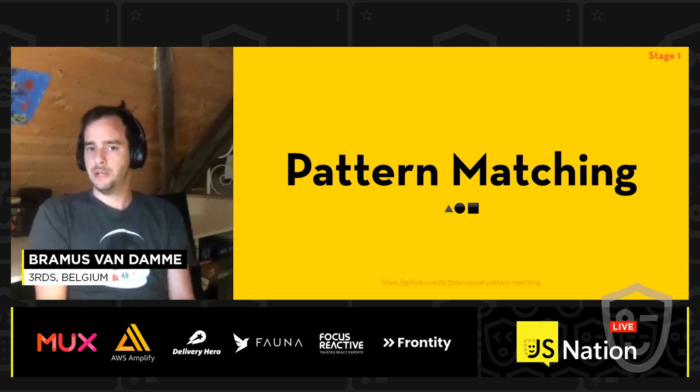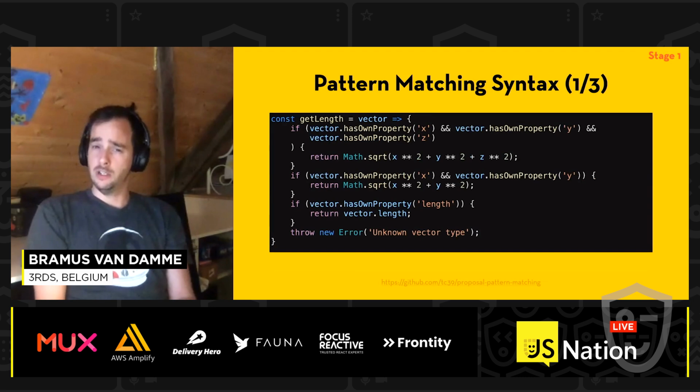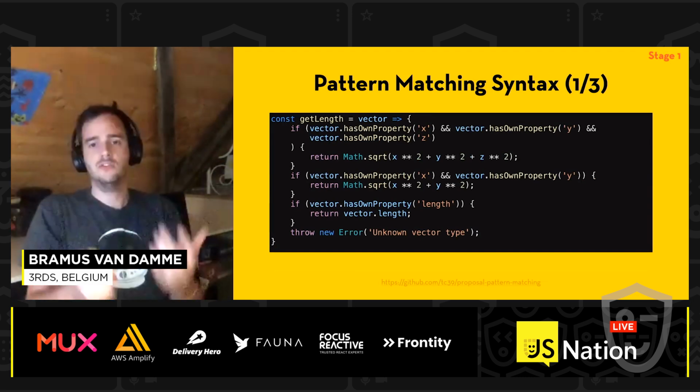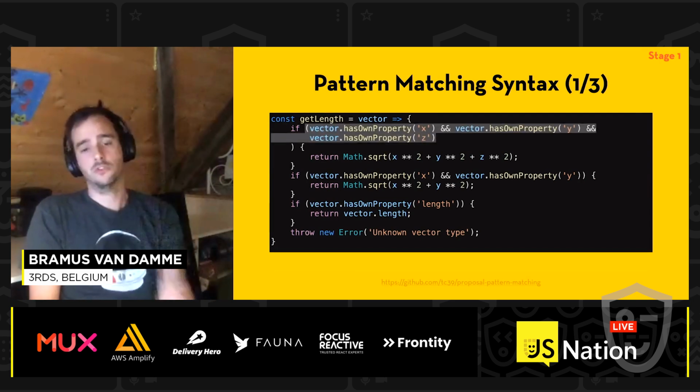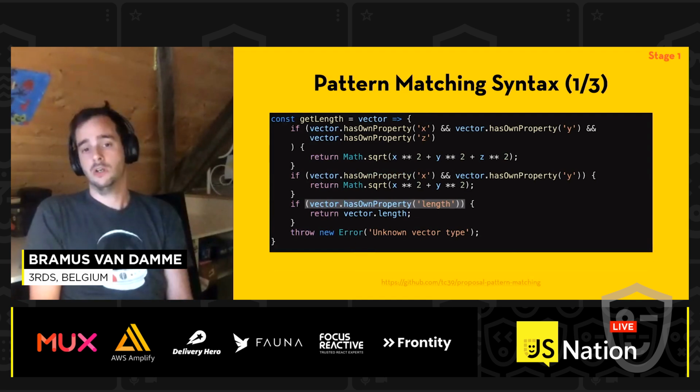And then the last one, pattern matching, which I'm going to talk about. Say we want to calculate the length of a vector. Well, depending on if it's a 3D vector or a 2D vector or something else, you have to use a different formula. X, Y, and Z, you have to use formula 1. It's a 2D vector, you have to use another formula. If it has a length, you have to return the length.